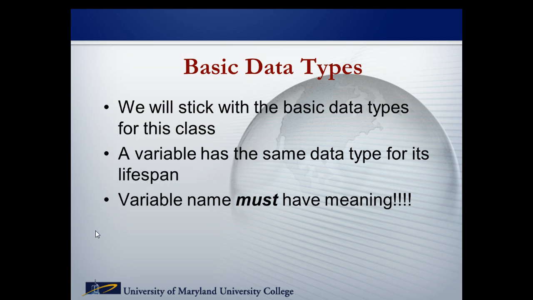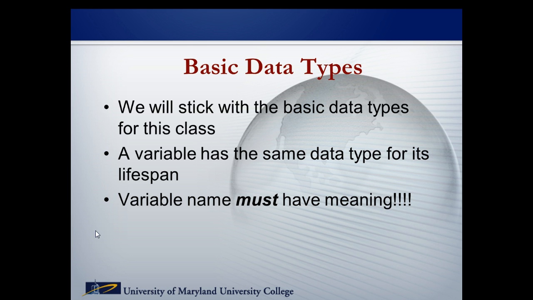In this class, we're going to stick with the basic data types, and I'll cover that in just a moment. Now it's important to note in this class that as we declare a variable to a specific data type, it's going to stay that data type for the lifetime of that variable. Now, there are certain exceptions. In C++, you can typecast variables to other data types, but in this class, we're going to stick with the data type that is declared for that variable. It will remain that data type for the lifetime of that variable.